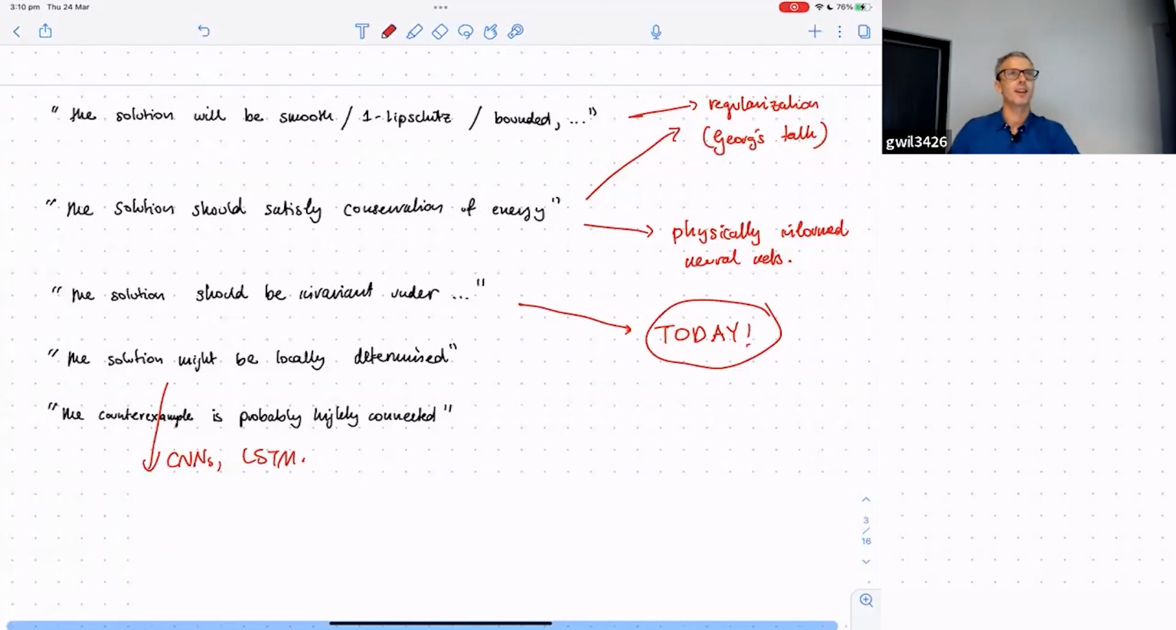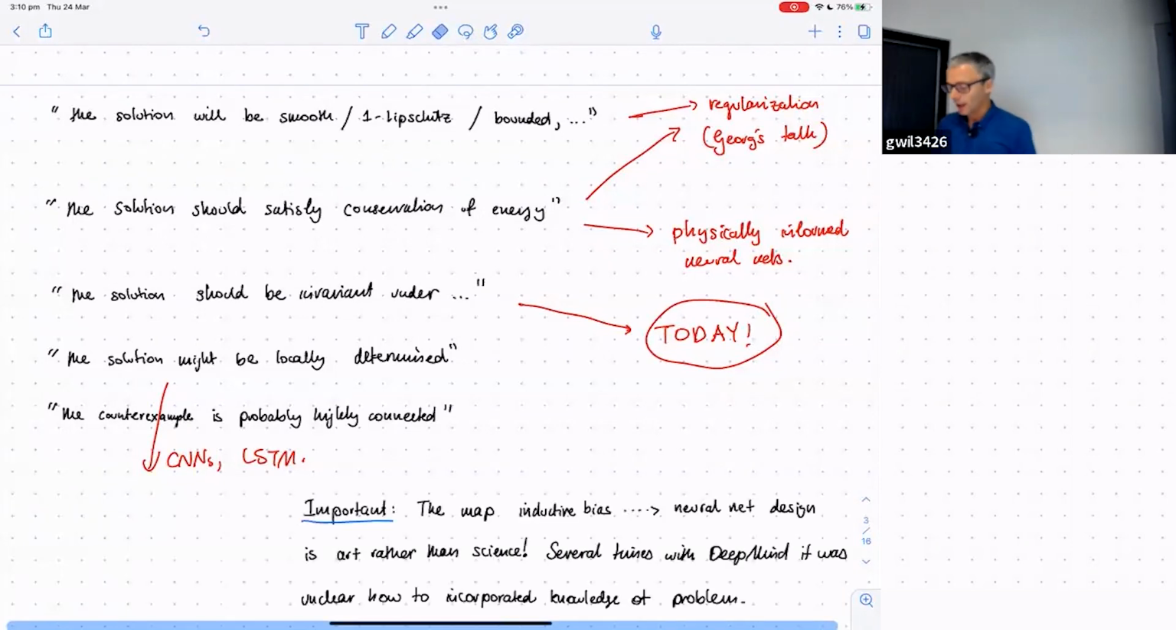I included this example because this is an example where I've got no idea how to put this kind of information into a network. And this was definitely my experience with DeepMind, in that often the movement from an inductive bias to the neural net design is art rather than science. Several times with the DeepMind team, I said, I know this about the solution. And they said, we have absolutely no idea how to incorporate this into the model. I think one should be aware that this is often a big issue. It's very important to have some kind of inductive bias and be aware of it, but you might not know what to do with it.